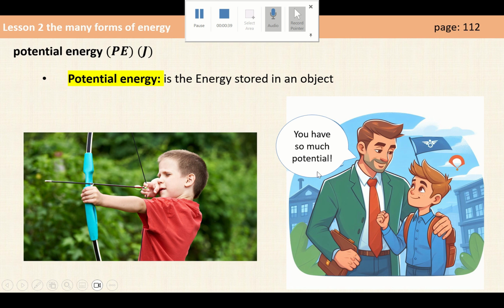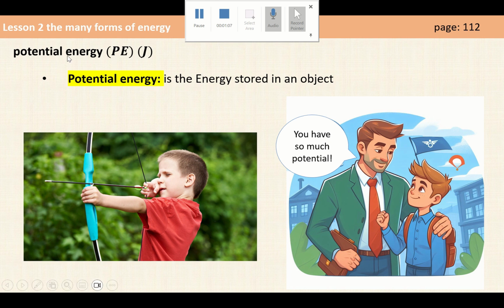Also, you know that potential is a common word that we use every day to tell anyone if they can do much in the future. So, for example, if someone says to you that you have so much potential, that means that you're bright and you can do a lot of things. You have so much stored energy and talent in you. So, potential energy is the energy stored in an object.